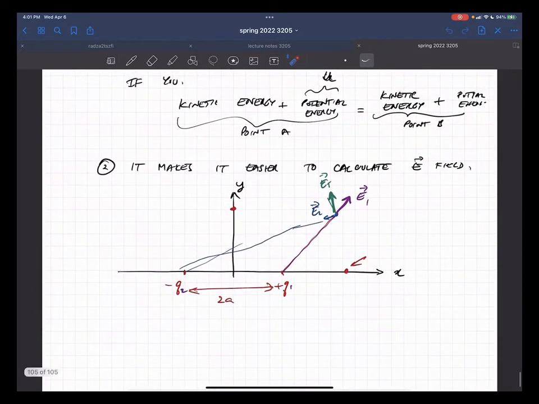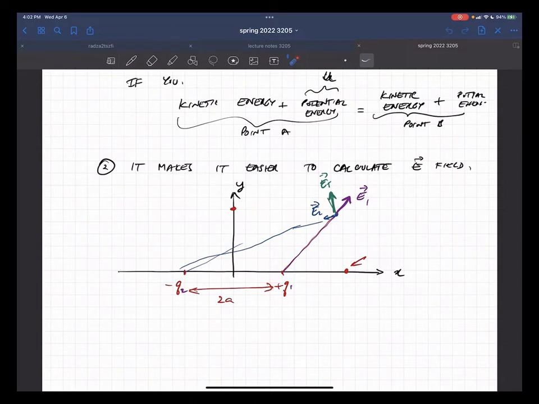The second thing is that using this potential makes it a lot easier to calculate the E field. In most cases, it's easier to calculate the potential than it is to calculate the E field. So let's take a look at why. I sketched out this example that we'd used before of a dipole. I think we did this several weeks ago.